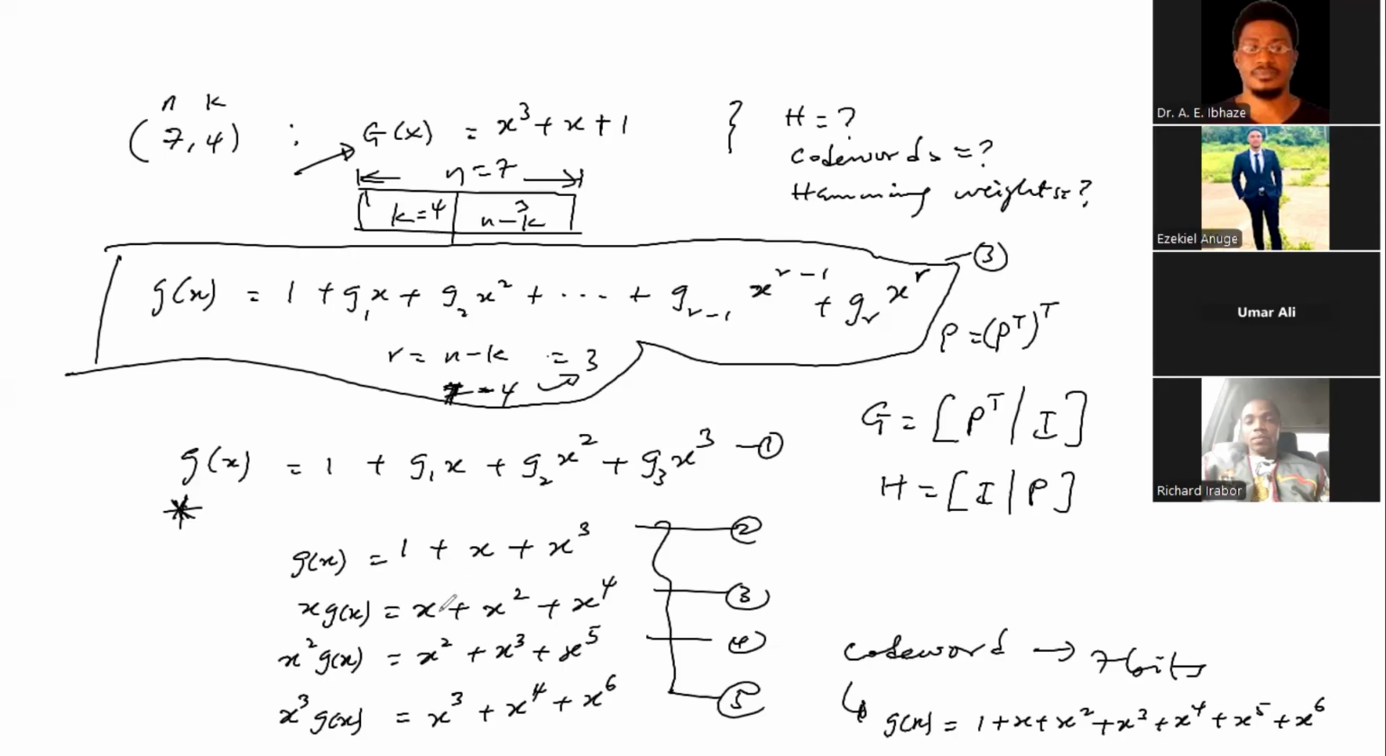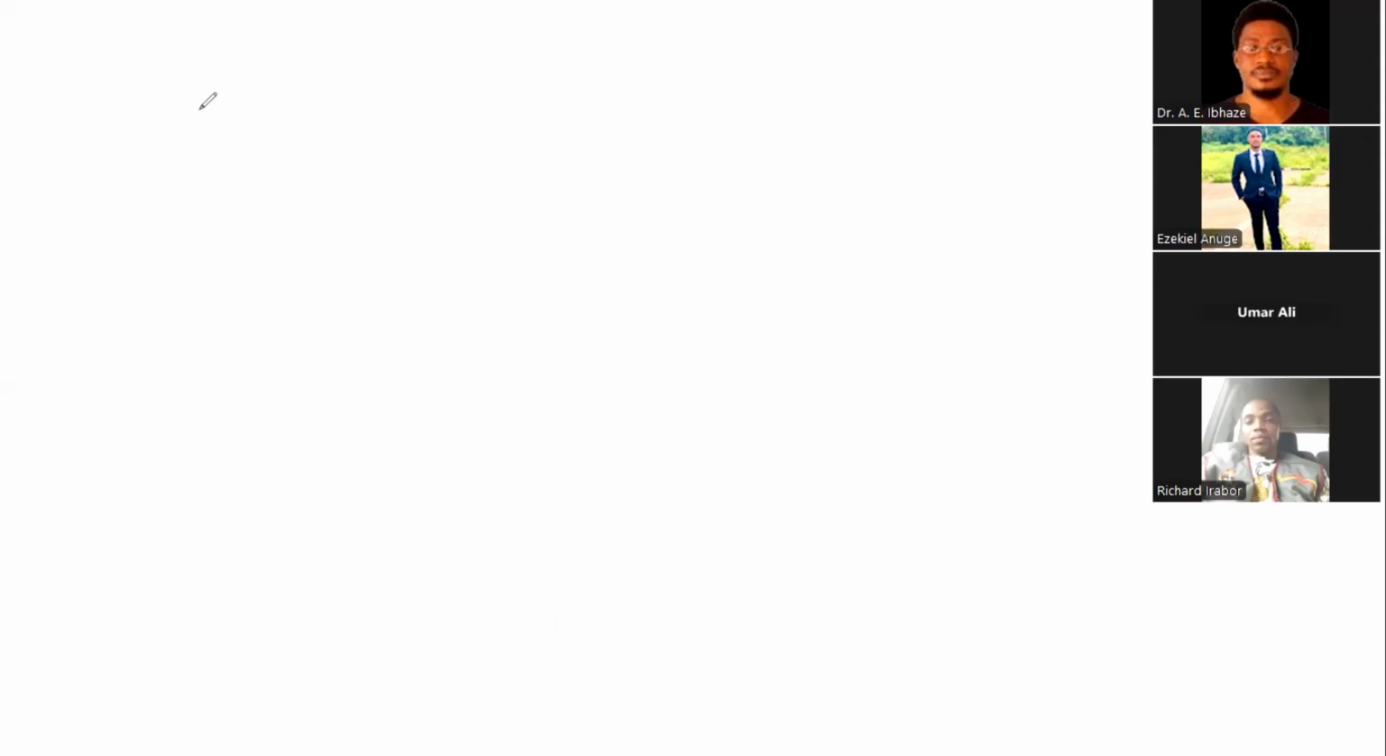But now, I already have developed a system of equations for my generator matrix, which is 1, 2, 3, 4. Now, my generator matrix will be all of these put together as rows, right? So what I'm trying to say now is that I want to develop my generator matrix. So my generator matrix now will be g of x, x g of x, x squared g of x, and x cubed g of x.